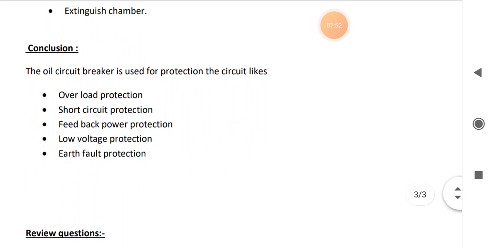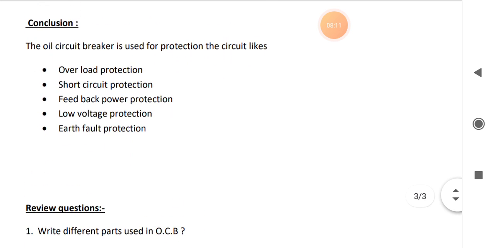The oil circuit breaker is used for protection like overload protection, short circuit protection, feedback power protection, low voltage protection, earth fault protection.